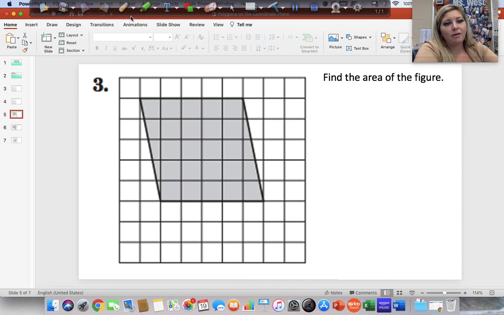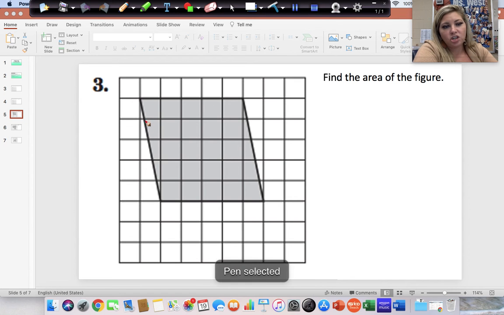Okay, now this is a parallelogram. It's already given us the shape. Parallelograms are a little bit tricky. Well, they're trickier than rectangles and squares at least. We want to count from this point to this point. You don't want to go as far over, you just want to go to where the shaded area is. From this point to this point. You could also do it up here from this point to this point.